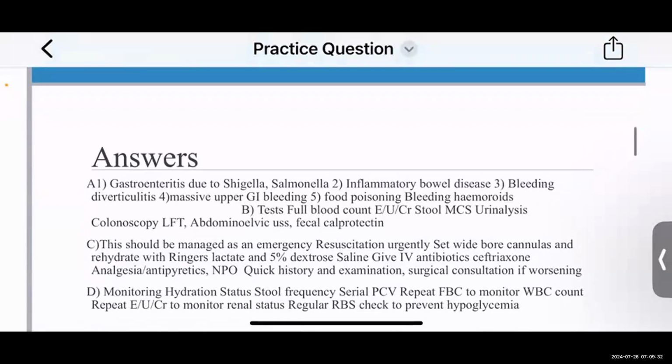So the next question is the treatment. If this patient is presenting to me, this is actually an emergency. Passing ten stools means that we are expecting electrolyte derangement in this patient, and such should be managed as an emergency.